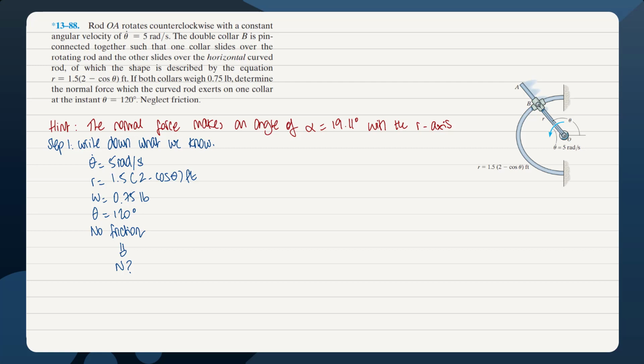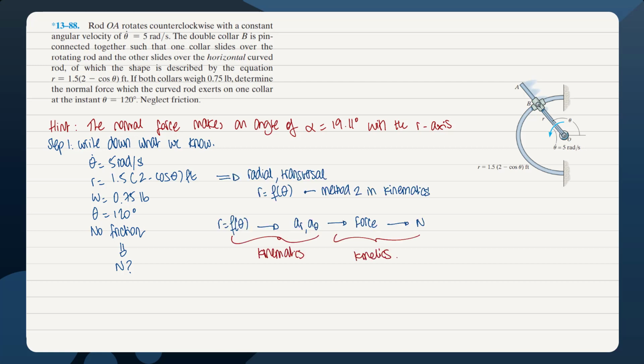What can we conclude from the problem statement? First, obviously, we need to deal with the radial and transverse coordinate system, since we're given an expression of r as a function of theta. Now, given this expression, we know which method we need to make use of in terms of kinematic equations. And so that actually refers to method 2 that we have seen at the end of chapter 12.